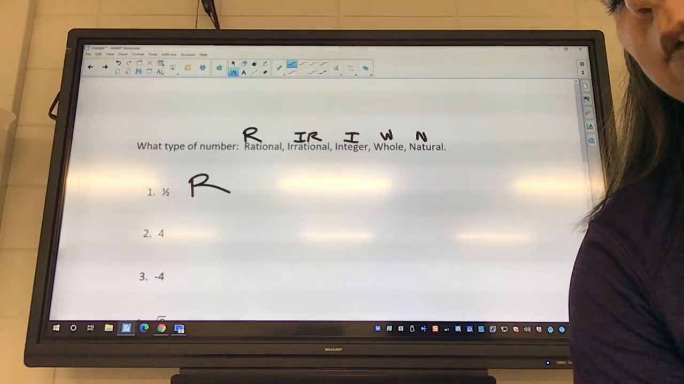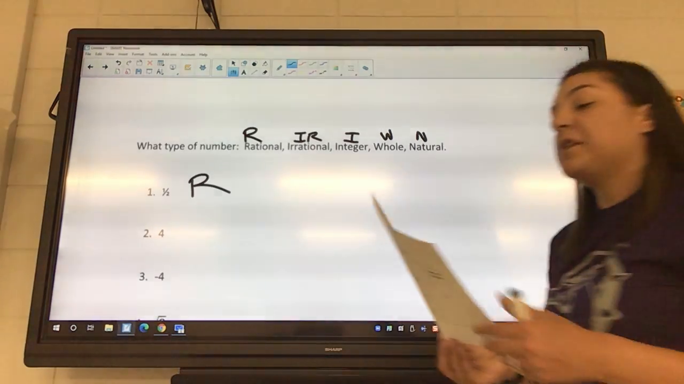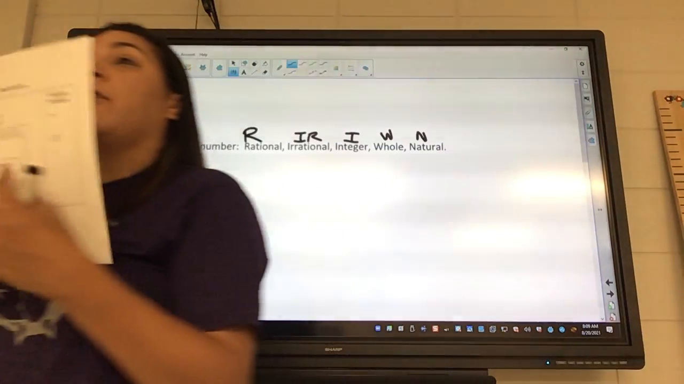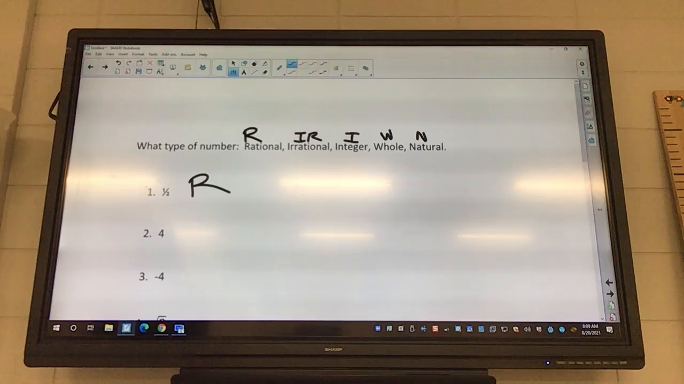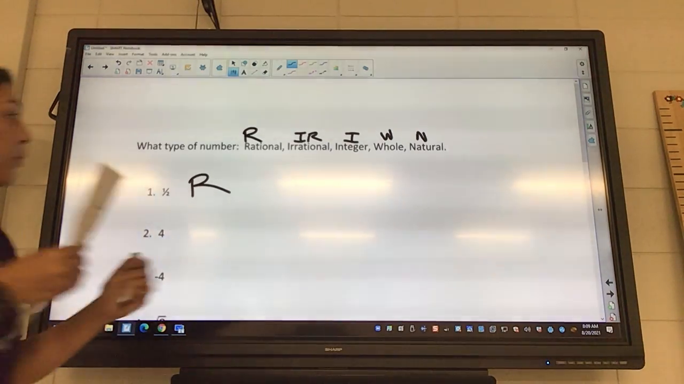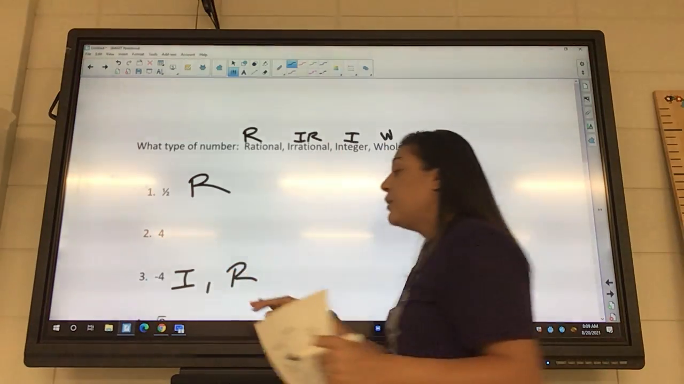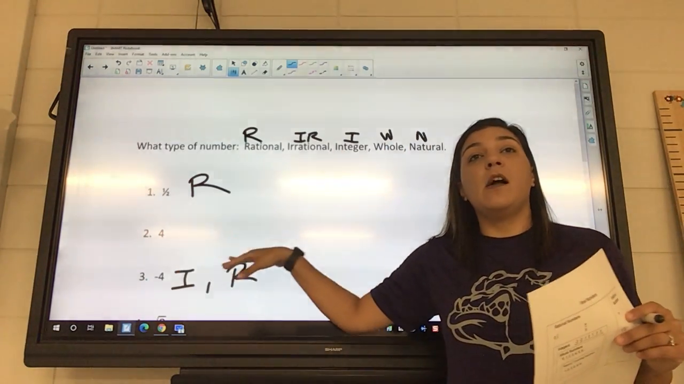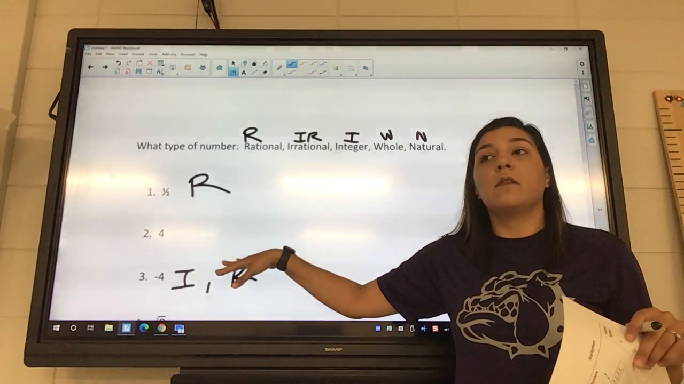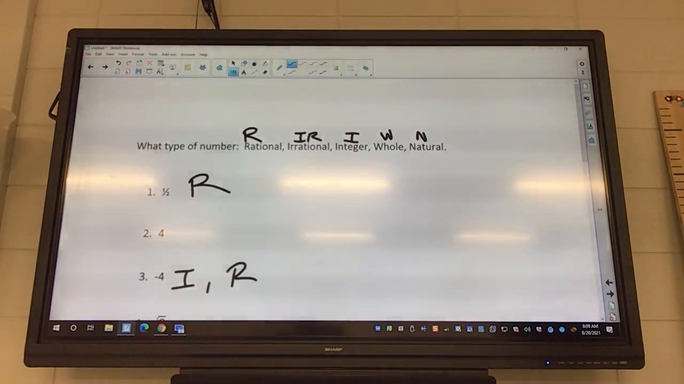I'm going to do every other one. Look at number 3. The number we're given is -4. Is -4 a natural? No. Is it a whole? No. Is it an integer? Yes. And so the one above it, which is what? Rational, is also a yes. So you're going to put it's an integer and it's rational. Make sure you use a comma, because if you put the I and R right next to each other, what am I going to think it is? Irrational. So make sure that you use that comma, and space them out nice and good.